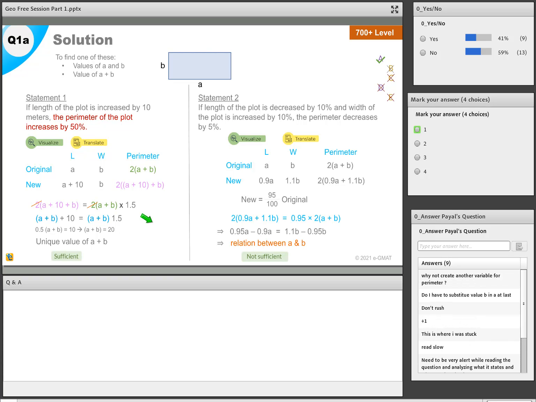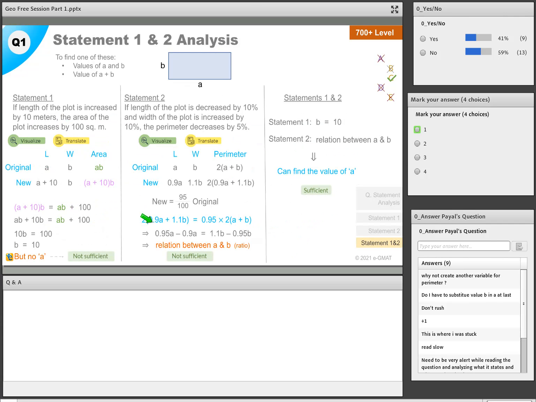Well, I have one more question here. Let me take that. Why not create another variable for perimeter? Well, if you can express an entity in terms of the other two variables, then why do you bother? Why should you create another variable for perimeter is what my question would be. You need to minimize the number of variables.